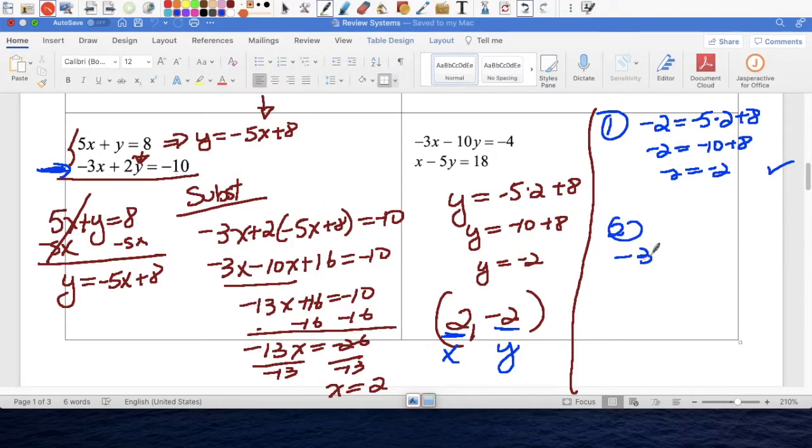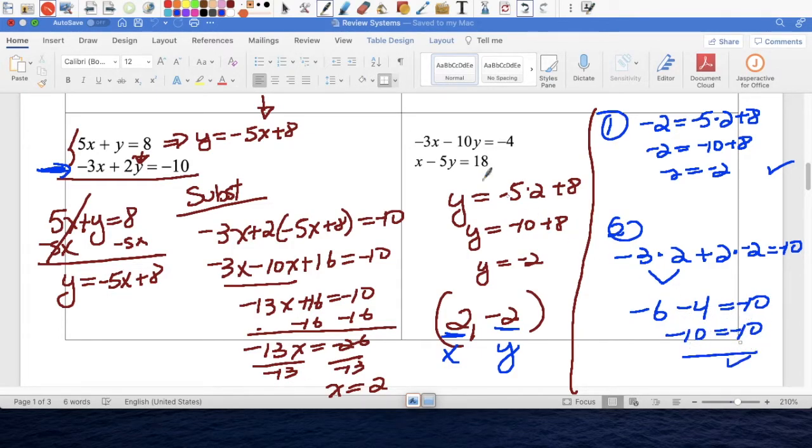Equation 2, which is this one right here, it's negative 3 times 2 plus 2 times negative 2 equals negative 10. Negative 3 times 2 is negative 6. 2 times negative 2 is negative 4. And if you combine those two, you get that. So that is truly correct.